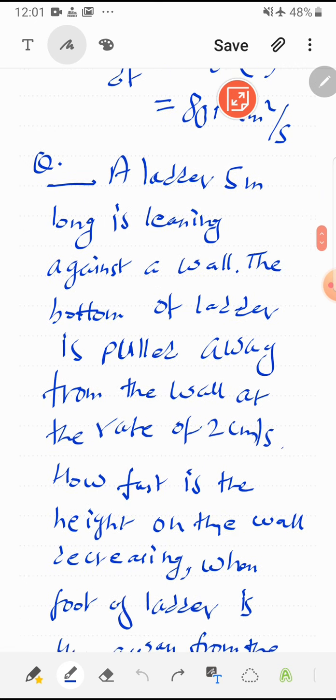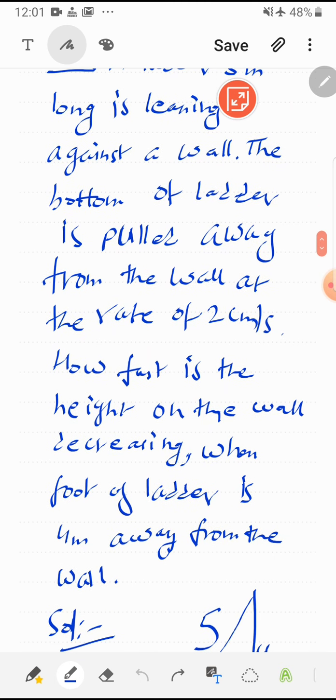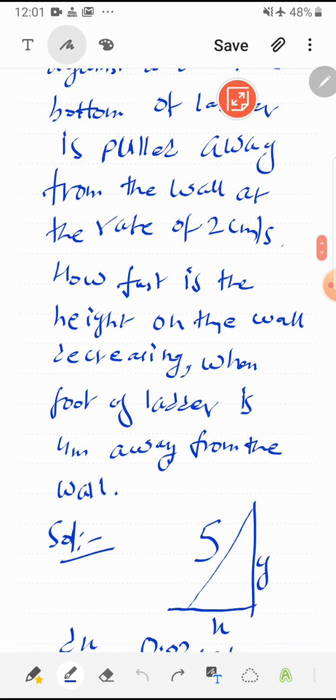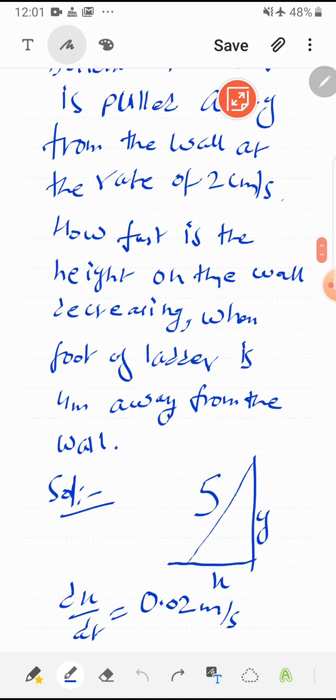Now next is, a ladder 5 meter long is leaning against a wall. The bottom of the ladder is pulled away from the wall at the rate of 2 centimeter per second. How fast is the height on the wall decreasing when the foot of the ladder is 4 meter away from the wall? Now, how to manage this? This may be the diagram. Suppose this AB is the ladder whose length is 5 and x and y are the base and perpendicular, so that a triangle is formed.